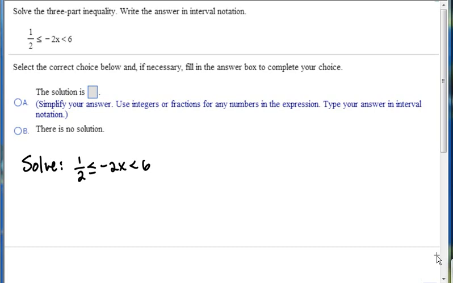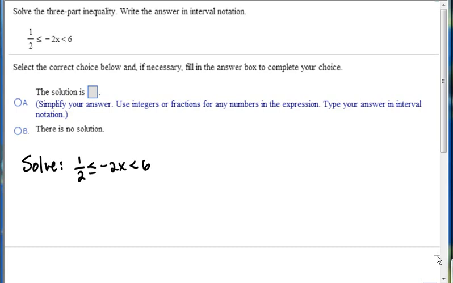This is Jennifer Martinez. In this video, I'm going to solve the following compound inequality and then write the answer in interval notation. I rewrote the problem down below. Solve 1/2 is less or equal to negative 2x less than 6.